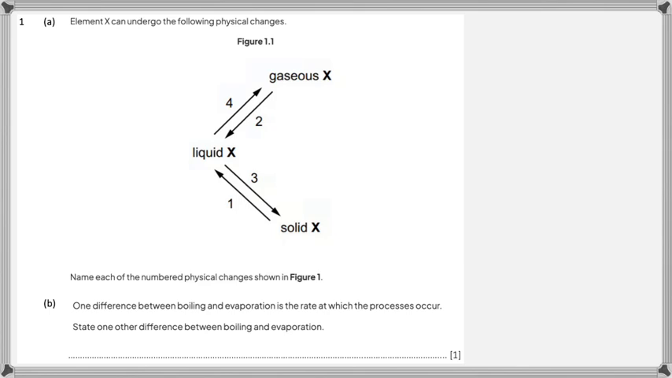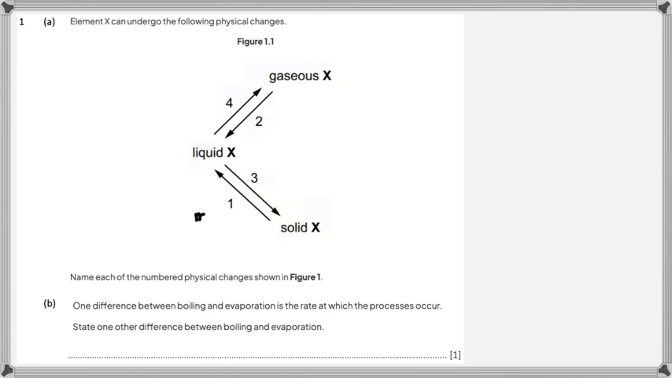So question one, element X can undergo the following physical changes. So we have solid X going to liquid X, and then gaseous X. Now we're discussing the physical changes that happen for solid X to liquid X. One, we can say that this is what we call melting.